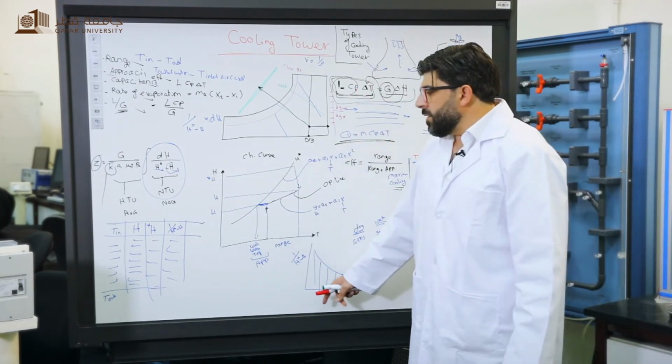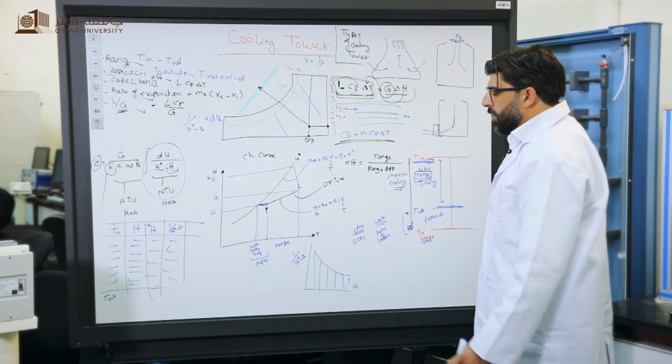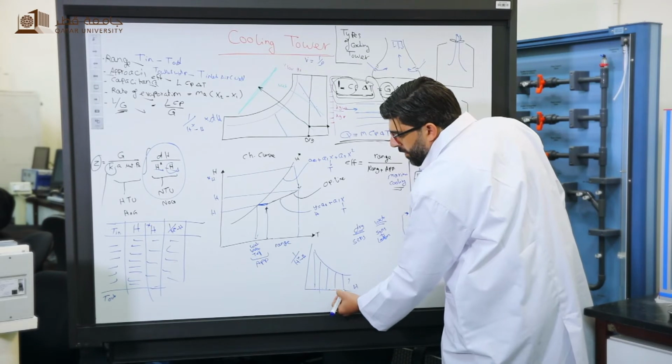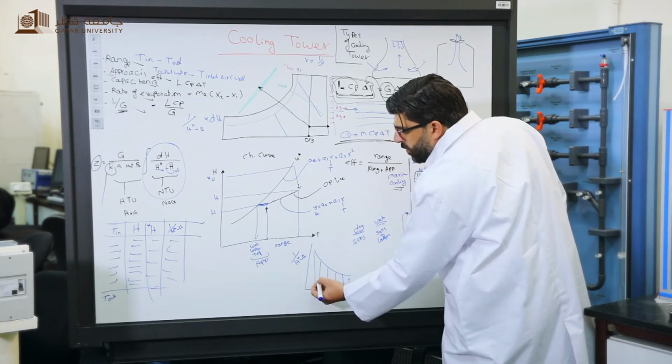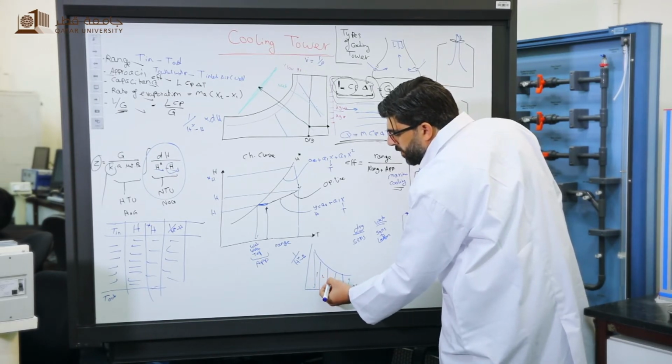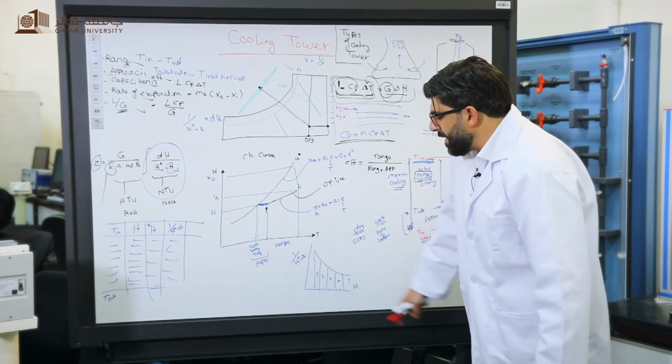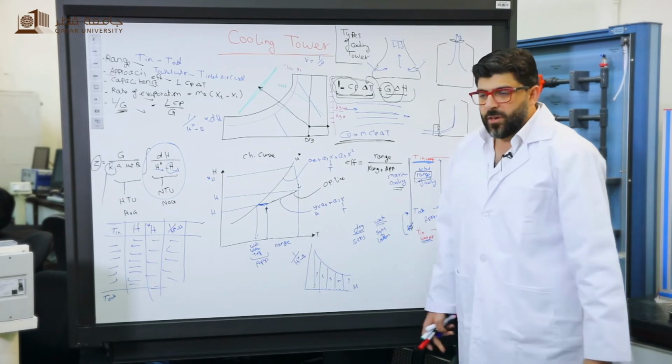Now we can use the trapezoid method. The trapezoid method assumes that we have a lot of continuous trapezoids. This is trapezoid 1, trapezoid 2, trapezoid 3, trapezoid 4. So the area under this curve is the summation of these trapezoids.